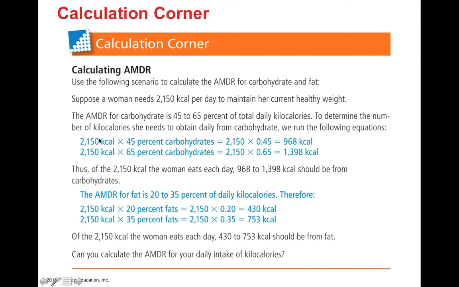That would mean if you multiply that out, 45% of 2150 is 968 kcals on the lower limit and 1398 kcals on the upper limit. So an individual who needs to have 2150 kcals per day should be getting 968 to 1398 of that from carbohydrates. Right? For fat, it's supposed to be 20 to 35%. So to figure out that range, 20% of 2150 is 430. 35% of 2150 is 753. So 430 to 753 kcals should be from fat, no more and no less.